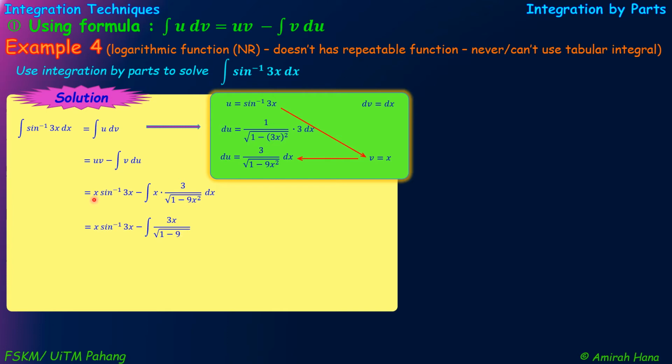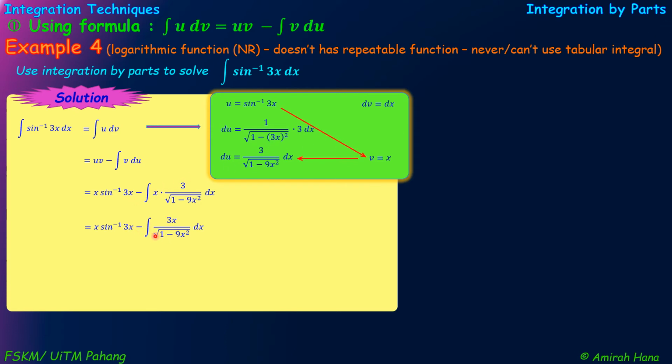And after that, we have x inverse sine 3x minus, we have 3x in the numerator here over square root of 1 minus 9x squared dx. And we still have x inverse sine 3x. There is no integration symbol here, so no need to integrate. But we need to integrate this part, because we have an integration symbol here. From the integration by parts formula, inside the integration, we still have another integration symbol. That's why we call it integration by parts.